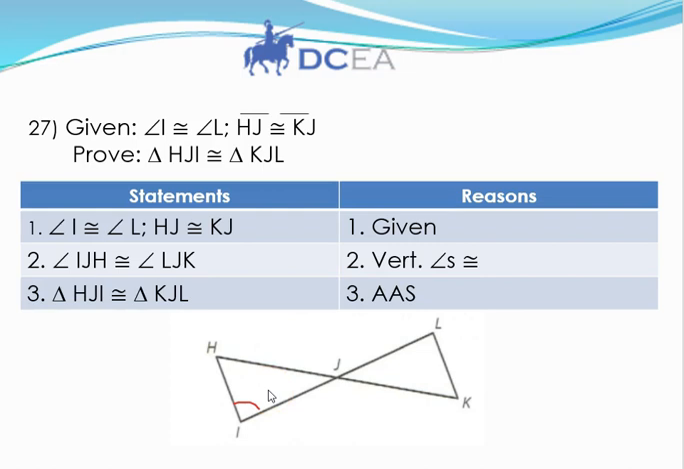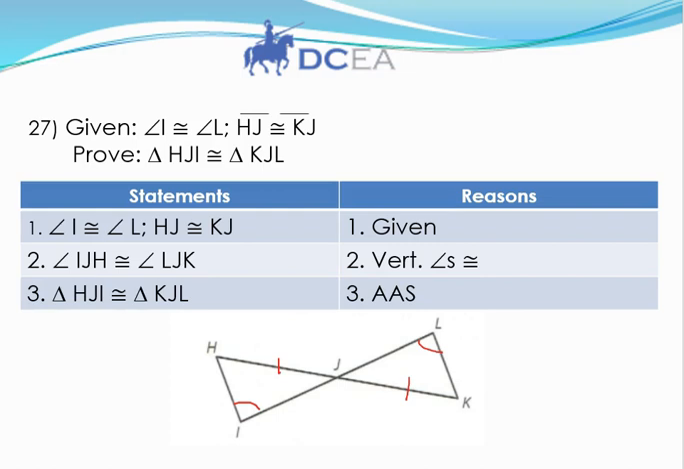Let's take a look at number 27 from the homework. This is a drawing that we're really familiar with. We're given that angle I is congruent to angle L, and that HJ is congruent to KJ. Let's move that to the given, and let's also put that our prove, which we're proving that triangle HJI is congruent to KJL, is in our third step.